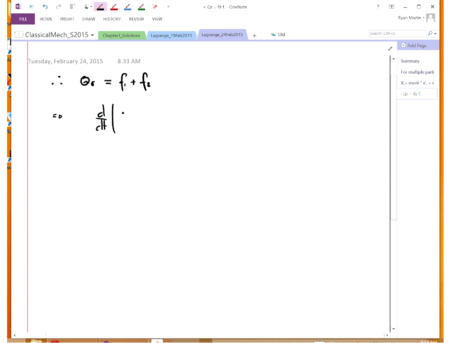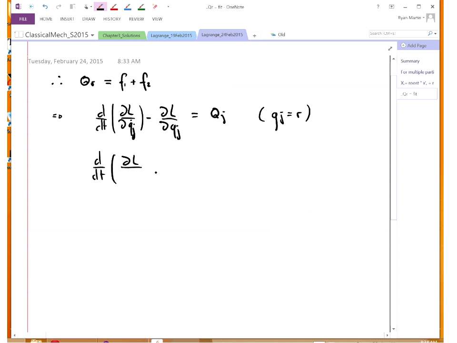We want to use the general form, which is d by dt of ∂L by ∂Qj dot minus ∂L by ∂Qj equals capital Qj. And we're going to do this for Qj equals R. So we want d by dt of ∂L by ∂R dot minus ∂L by ∂R. And that's got to equal the QR, which we found out to be F1 plus F2.